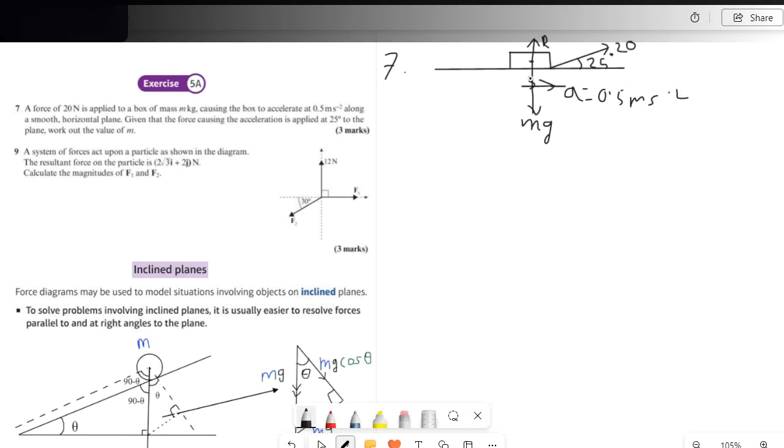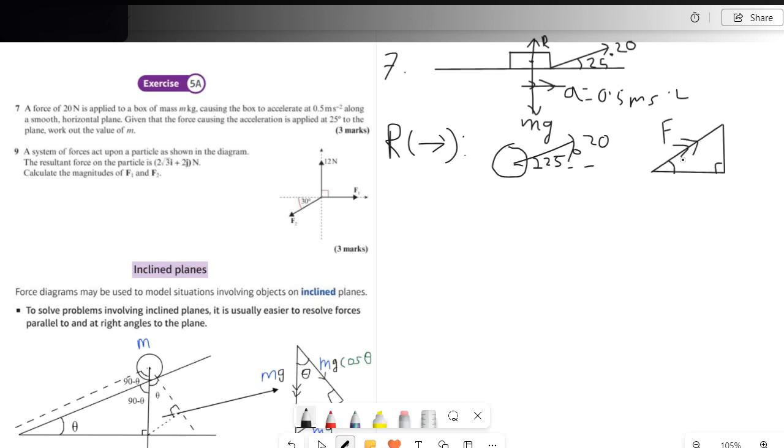Now we can resolve towards the right, because using Newton's second law, resolving towards the right, we can say that if we redraw the box as a particle, this will be 20 newtons with an angle of 25 to the horizontal. And so if you recall the force triangle associated with a right angle, if this is our given force and if this is theta with the horizontal, then this component will be F cos theta, and the component exactly opposite to the angle is F sin theta. So therefore we can say that this part will be 20 cos 25.